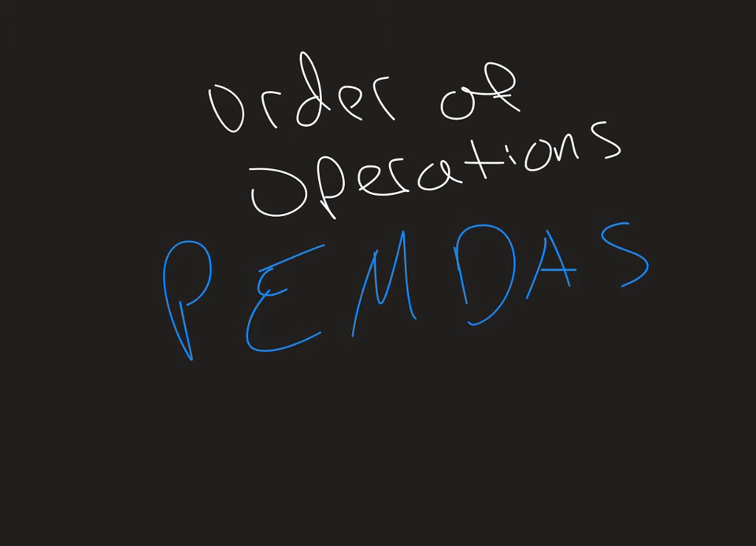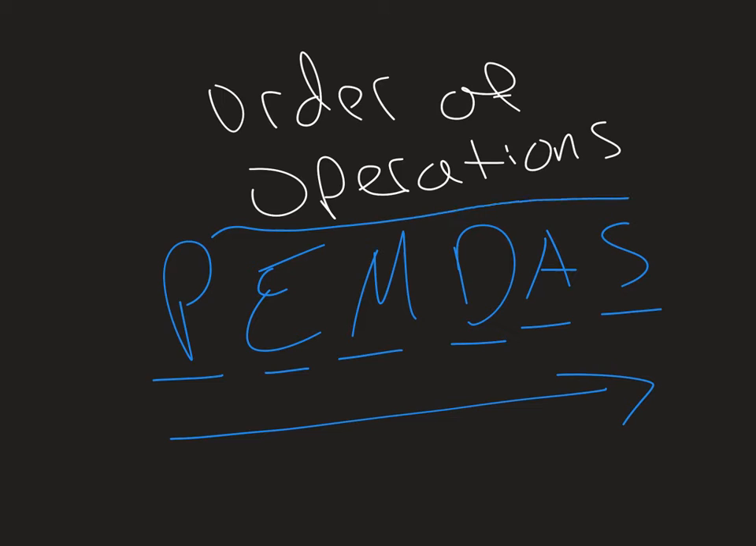And the idea being the P stands for parentheses, the E is for exponents, M is for multiplication, D is for division, A is for addition, and S is for subtraction. And we go left to right. So we start with parentheses, if we have them, and we go all the way over to subtraction.